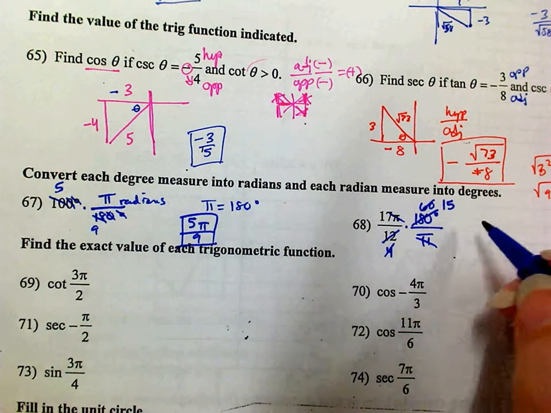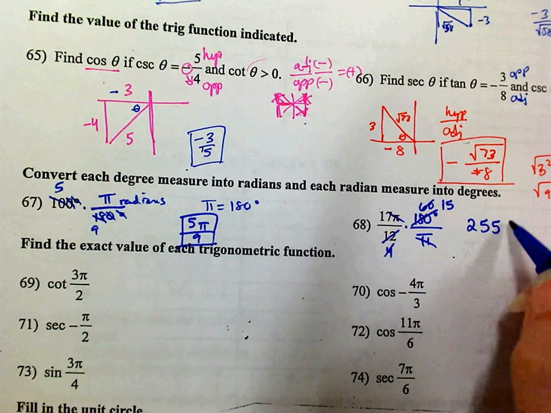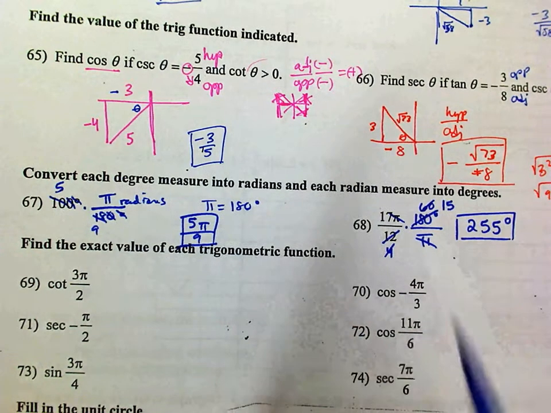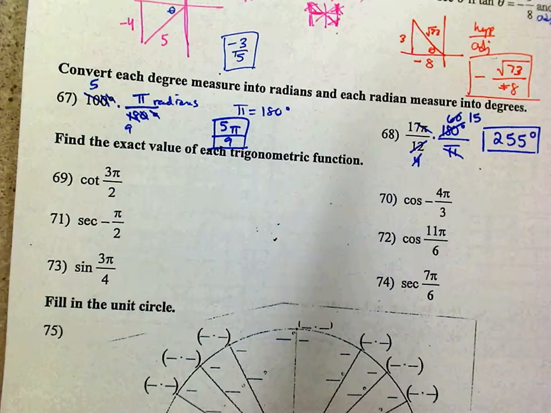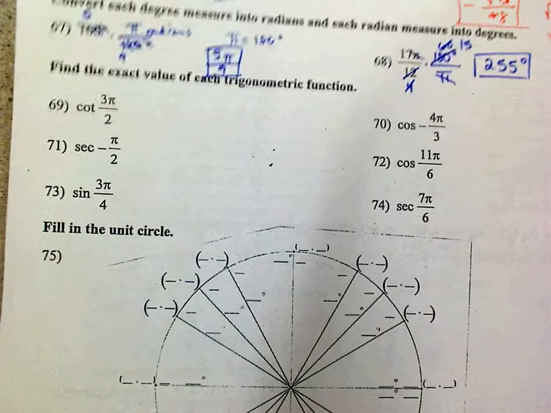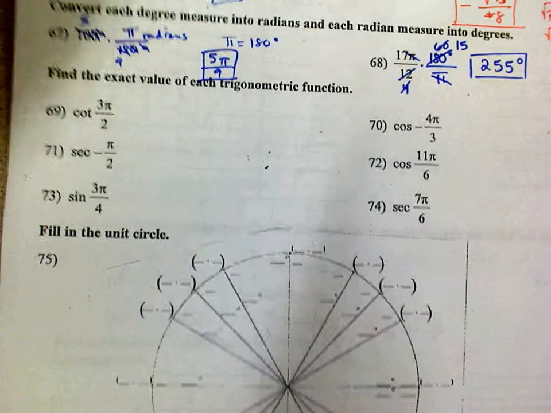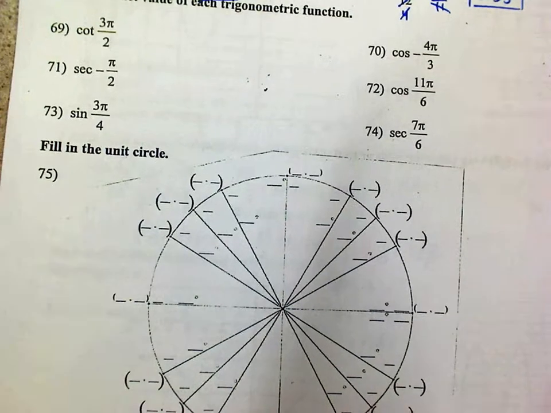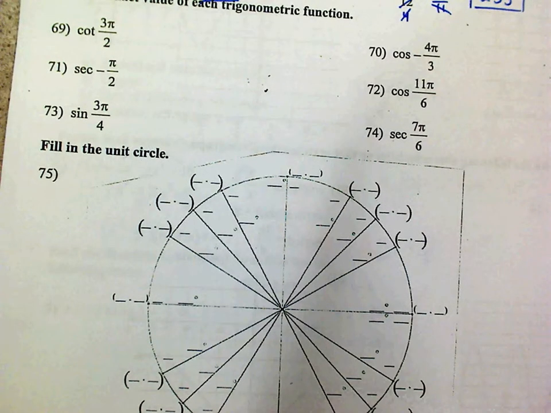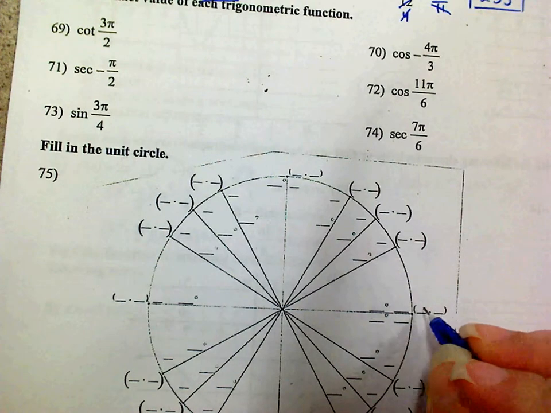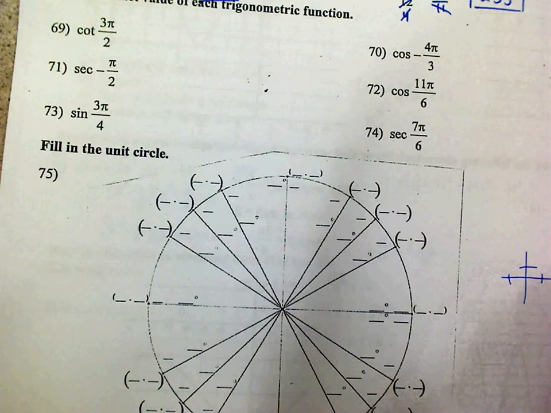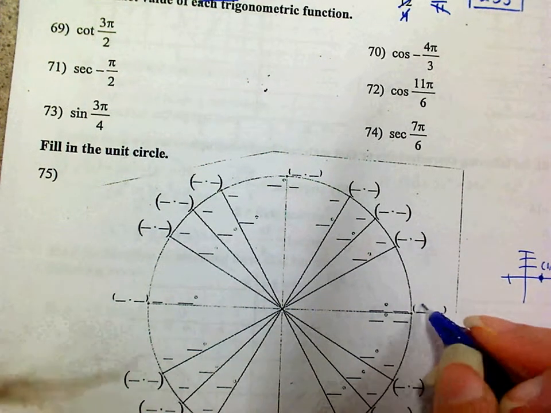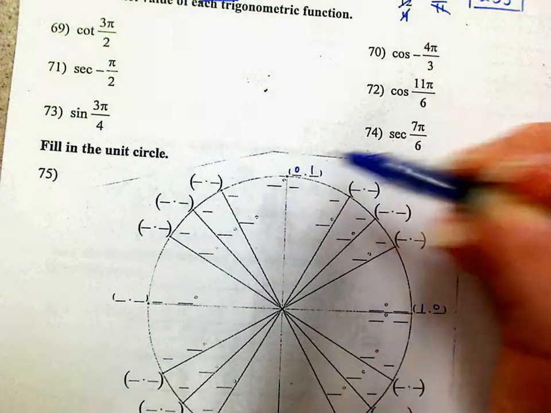Okay, so 255. Now it says find the correct value of each of the trigonometric functions after filling out the unit circle. Okay, so let's fill this out. So first of all, if I just plot the point, if I go over 1 on the coordinate plane, this point right here is 1, 0. So 1, 0; 0, 1; negative 1, 0; 0, negative 1. All these are divided by 2.